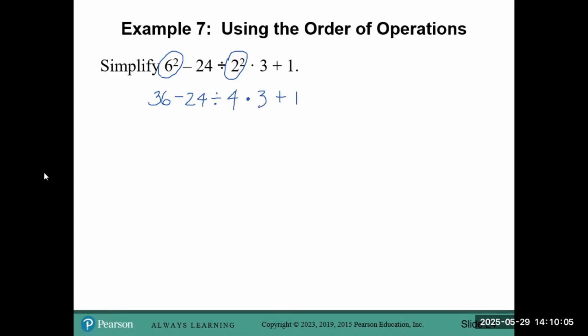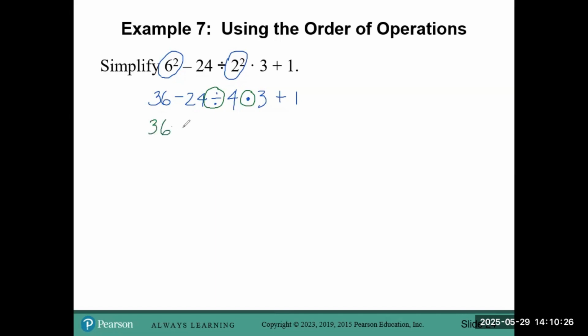I'm going to switch colors now so you can see what we're doing next. The next thing I'm going to do is multiplication and division. So I'm looking for any division or multiplication. Okay. And so I'm going to leave everything else alone.